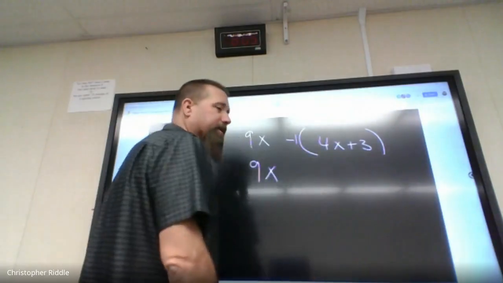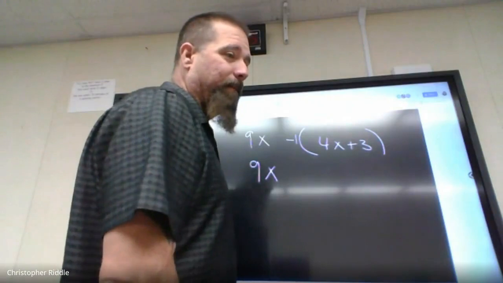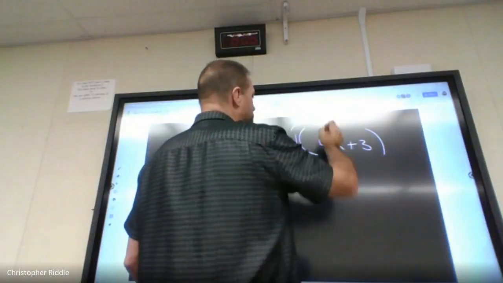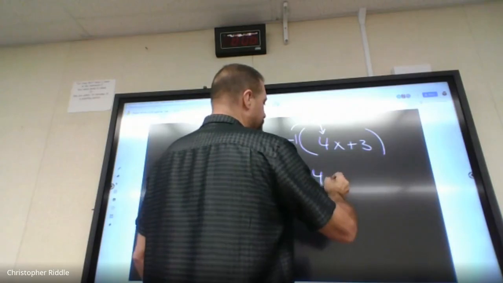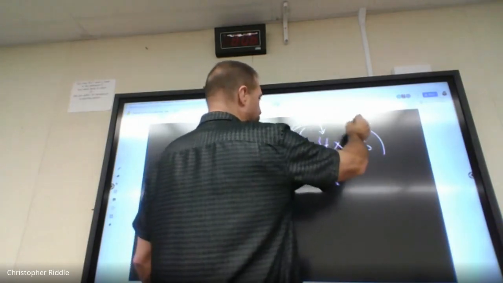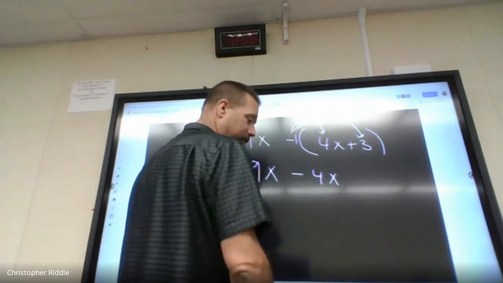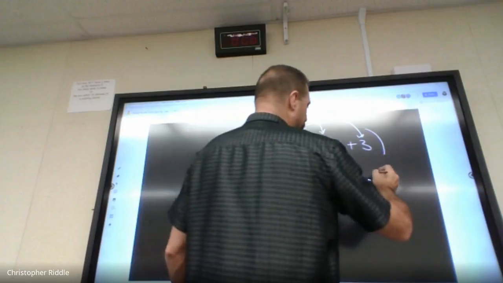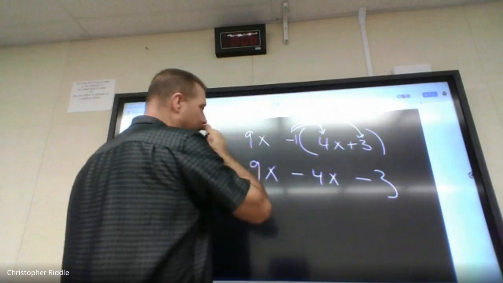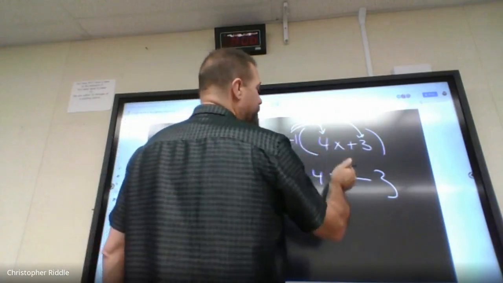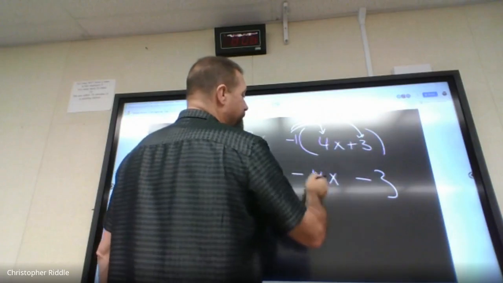Tell me how we clear the parentheses. Negative 1 times what? Negative 1 times 4. Okay, becomes, what's the answer? It becomes negative 4x. Exactly. And then negative 1 times 3 is negative 3. So now you see we've cleared our parentheses, we've done our inverse. Instead of positive 4x plus 3, we have negative 4x minus 3.